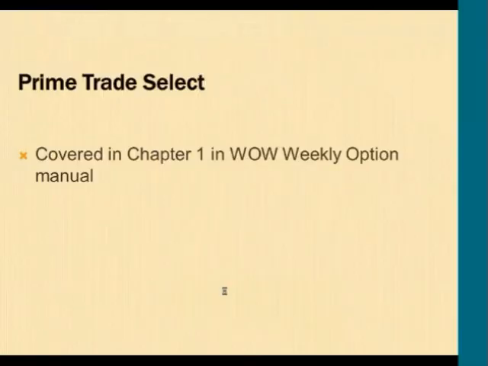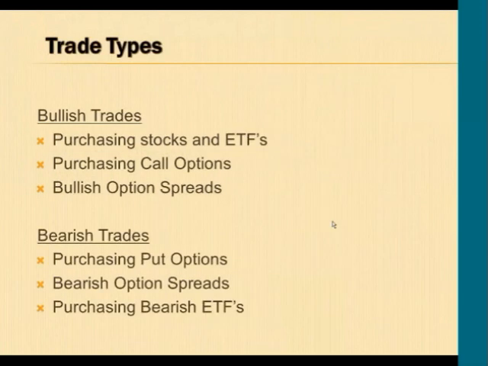Okay, now we're going to move on to weekly option purchases, and I use what I call Prime Trade Select, and this trade selection process is covered in Chapter 1 of the Weekly Option Manual. And with Prime Trade Select, if it indicates the stock is on a buy signal, we want to take bullish trades, and we purchase stocks and ETFs, purchase call options, and we purchase bullish option spreads.